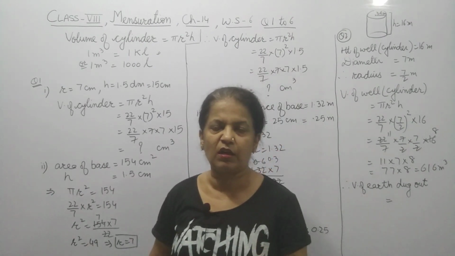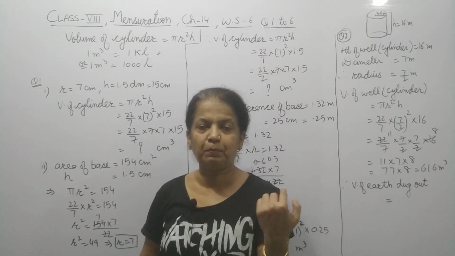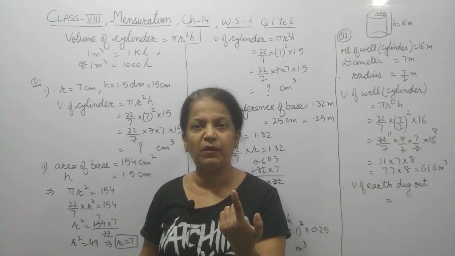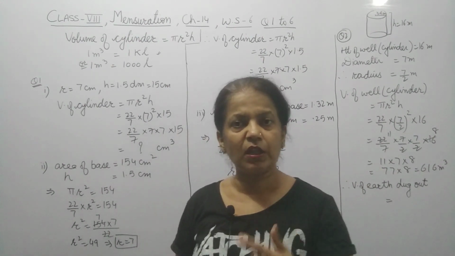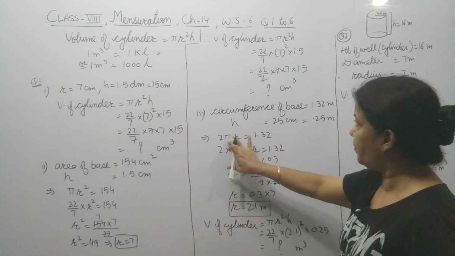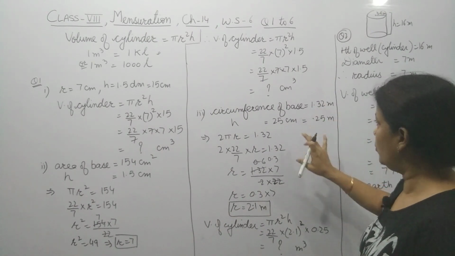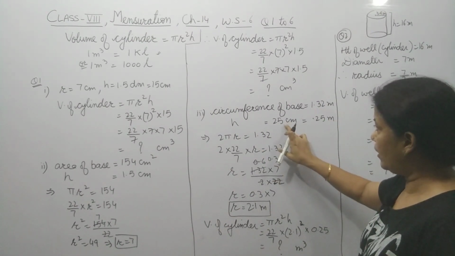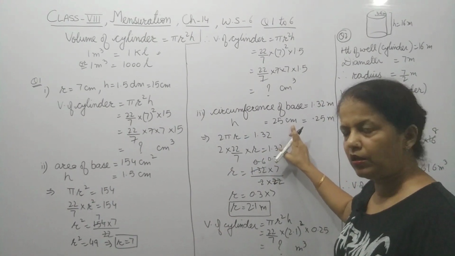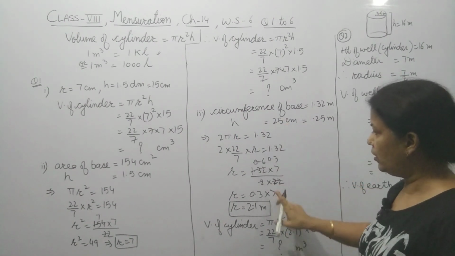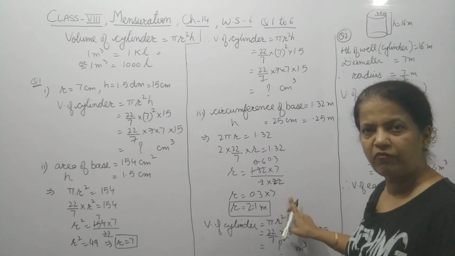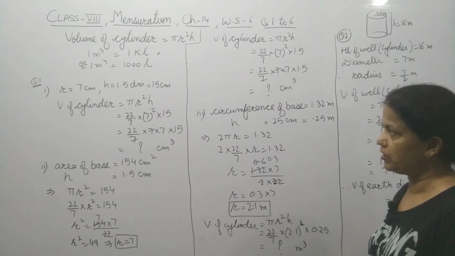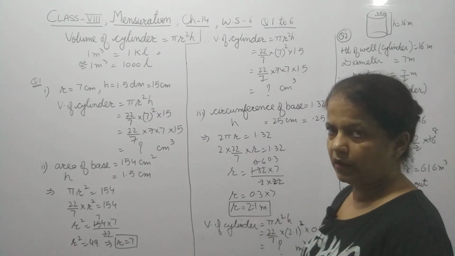Circumference is given. Circumference means its perimeter, the perimeter of the base of the cylinder. So that is equal to 2 pi r. 2 pi r equal 1.32. And solve it. Here the height is given in centimeter, so convert it in meter, solve it, you will get the value of r, and then you will substitute in the question. Is it clear?